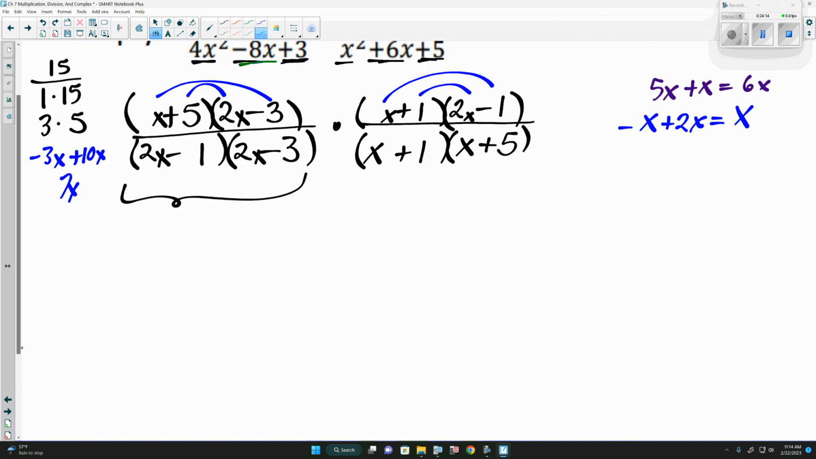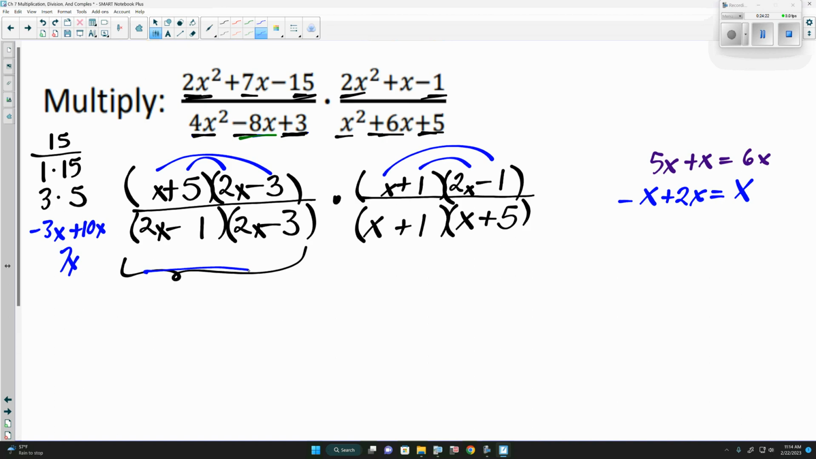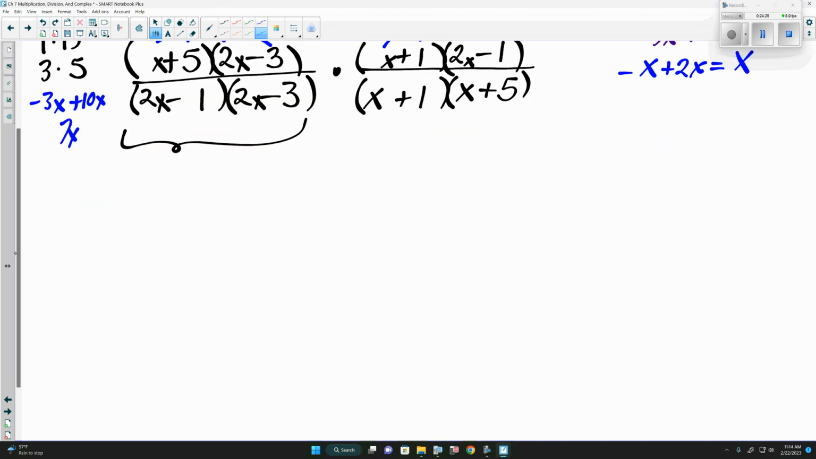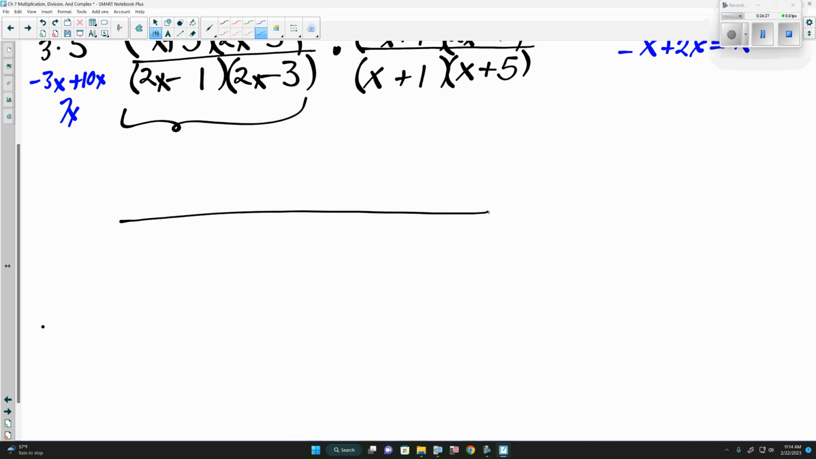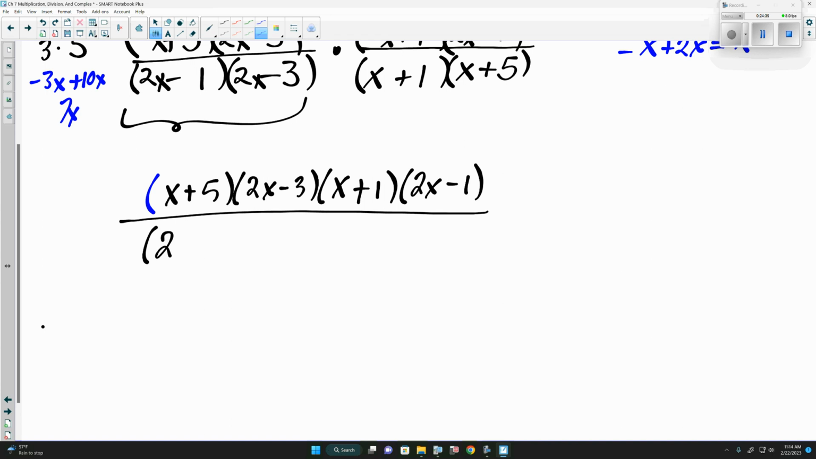Any questions on how we factored either the numerators or either of the denominators? Now at this point, we can just multiply these together. So we'd say x plus 5 times 2x minus 3 times x plus 1 times 2x minus 1, and this is over 2x minus 1 times 2x minus 3 times x plus 1 times x plus 5. If we're just multiplying these together, is there anything in common on top and bottom?